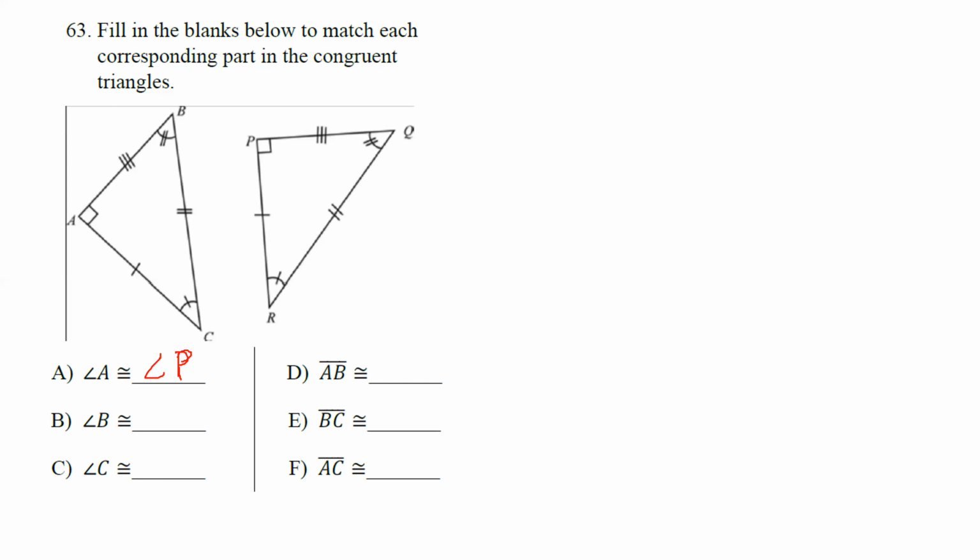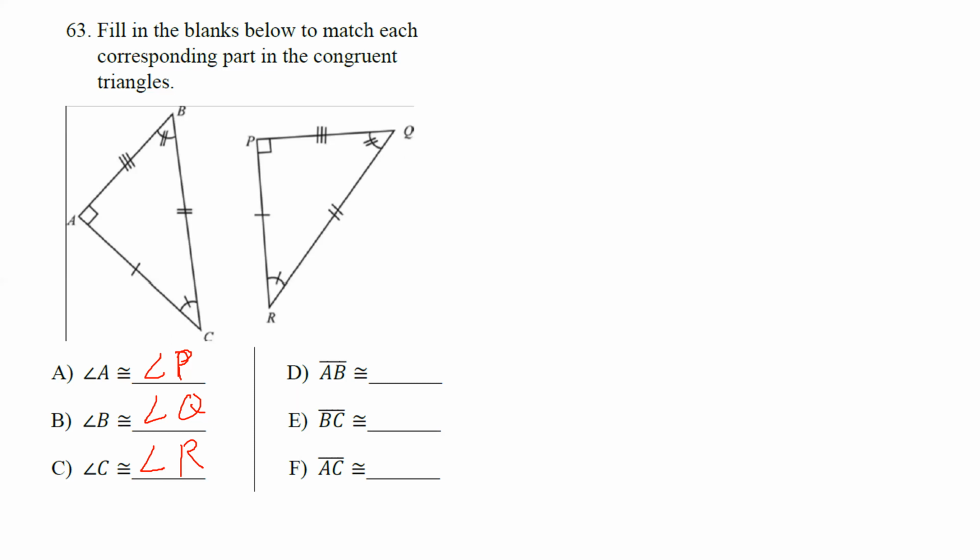Then we have angle B. All right, it has the 2 marks on it. So go over to the angle with the 2 marks. That's angle Q. Angle C has 1 mark on it. So angle R goes with that one. Angle R. Now, the sides are also marked this time. So unlike the last one, we already have all the sides marked as well. So this one's not too bad either.